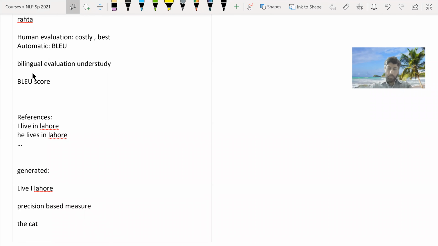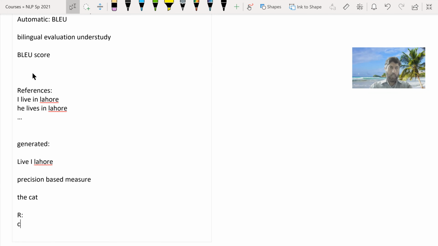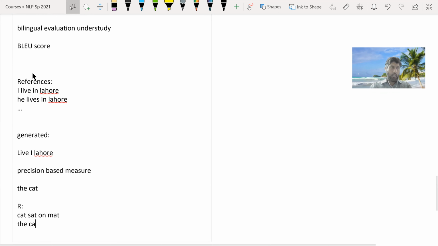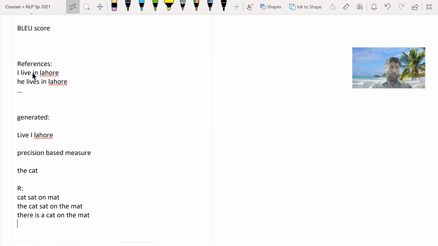Okay, let me take this sentence. So let's say this is my generated output and I have these references: cat sat on mat, the cat sat on the mat. So there is a cat on the mat, for example. So there could be various reference sentences. Okay. Our generated sentence is "the cat".